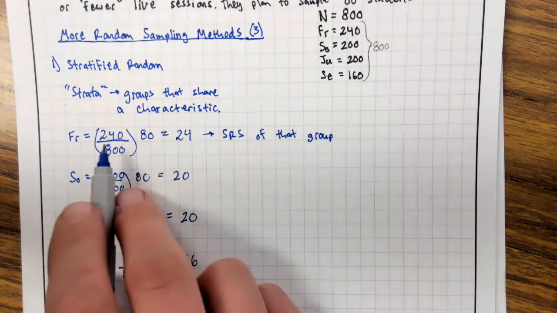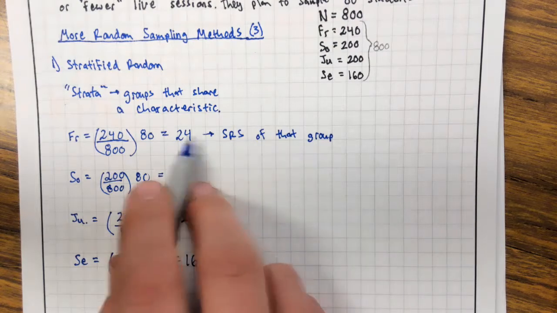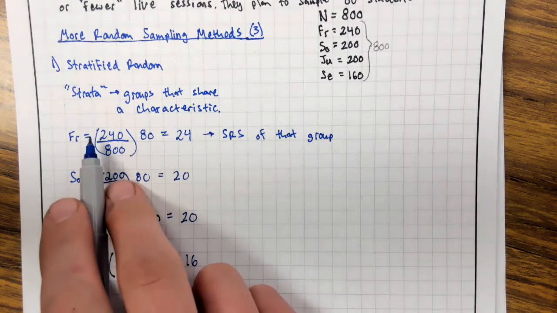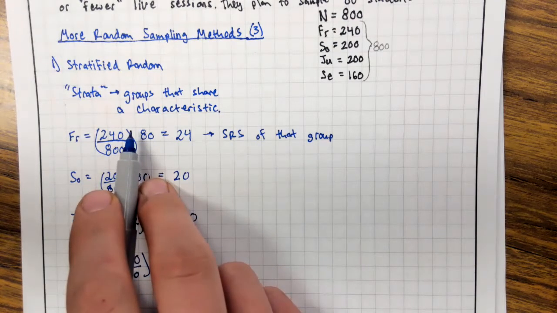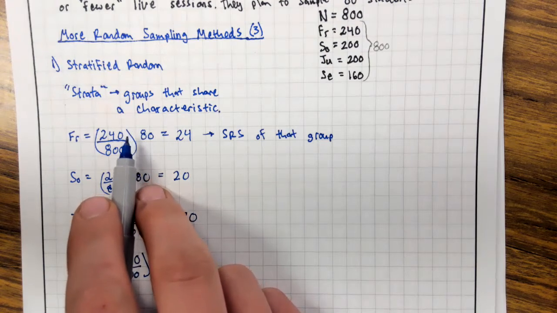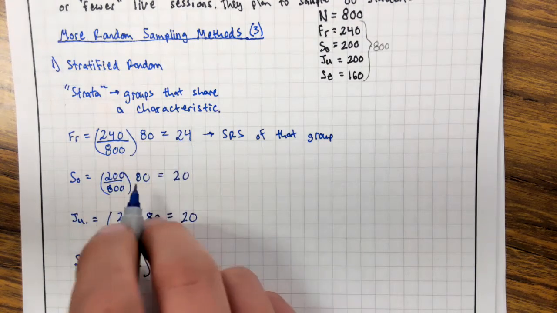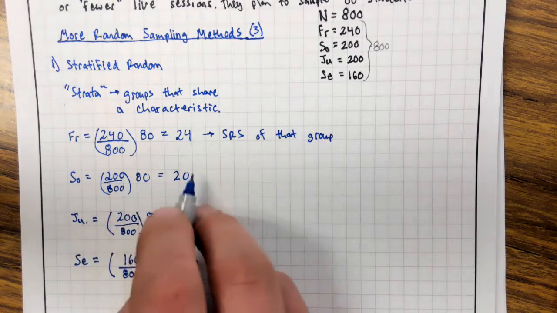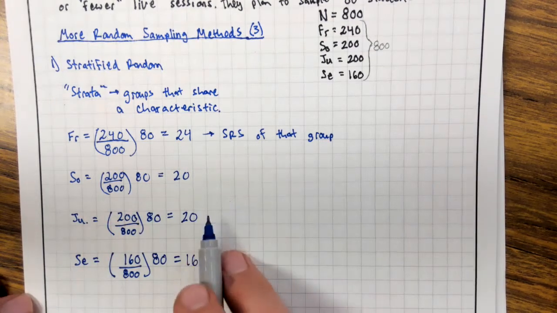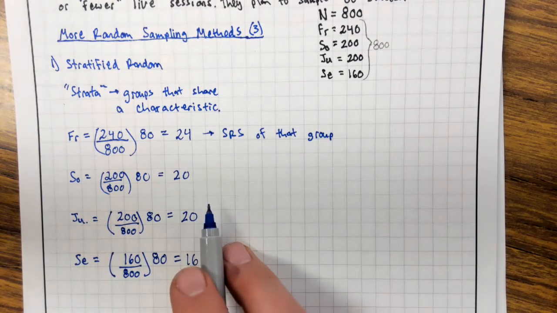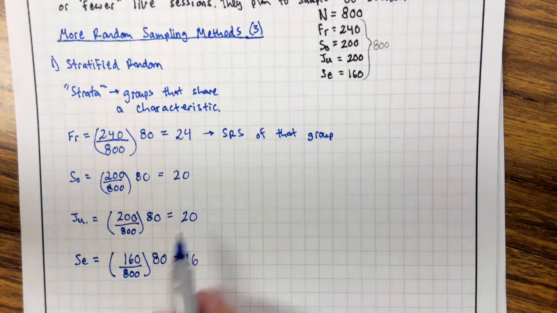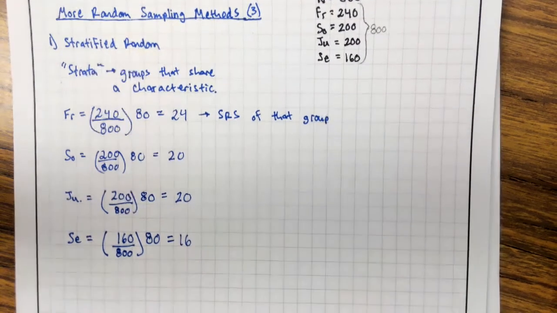And that's really it. To do the SRS of the group, you could number each individual, use a random number generator, and randomly select students until you get 24 of them. Move on to the sophomores, repeat that process, but you're only selecting 20. You could use that table of random digits or whatever. All right, so that's it. That's what a stratified random sample is.